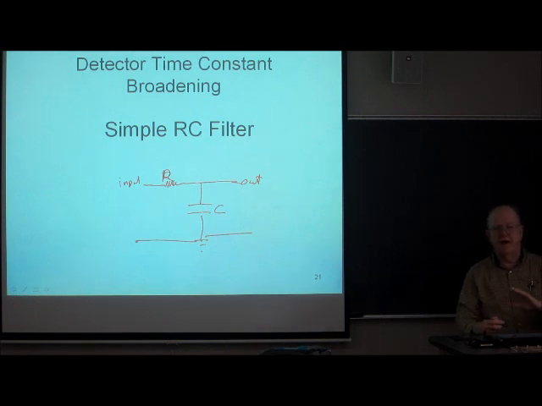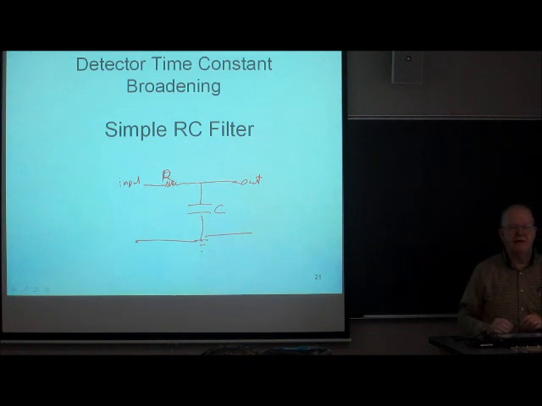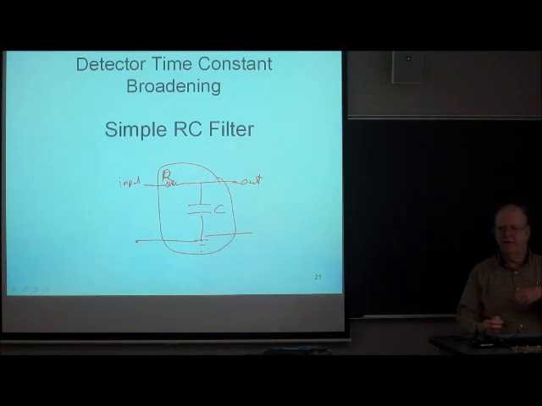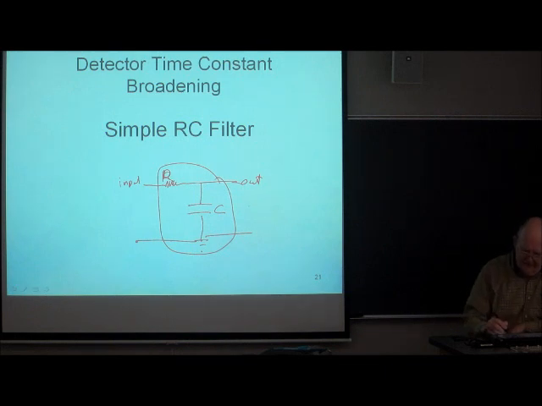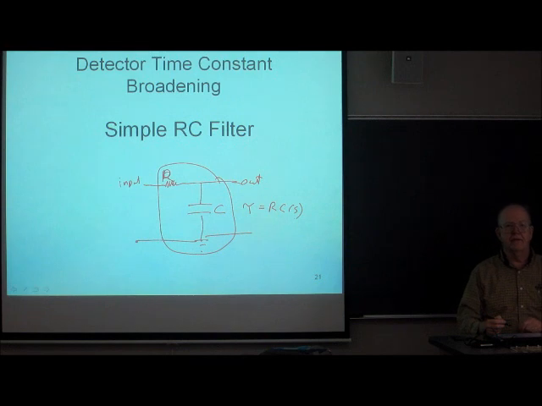Now we're not dealing with chemicals, we're dealing with electrons that are coming out of the detector into the data system. And I'm saying this is a model of the speed of response of the detector. This has a time constant T equal to R times C, and the units of this are, of course, seconds. I'll call that time constant tau.